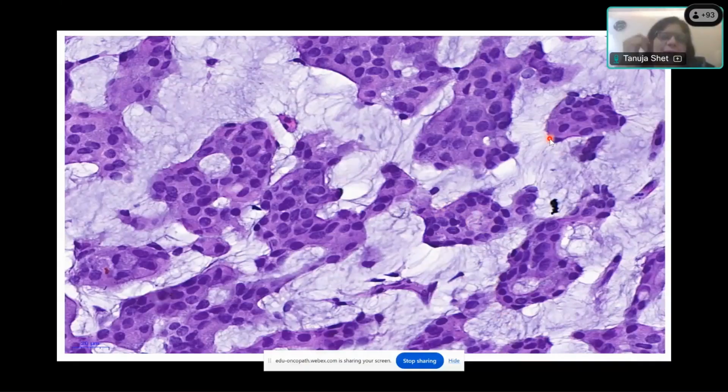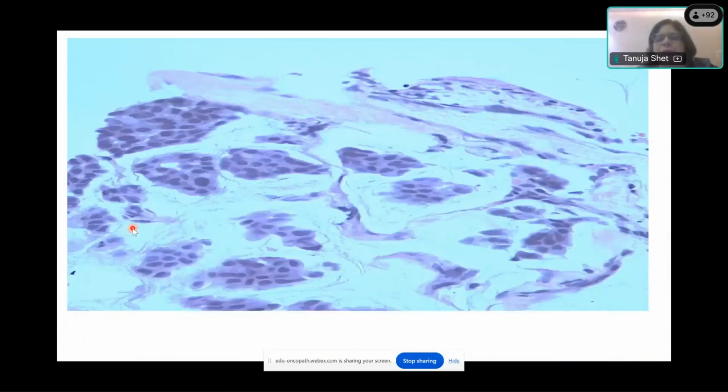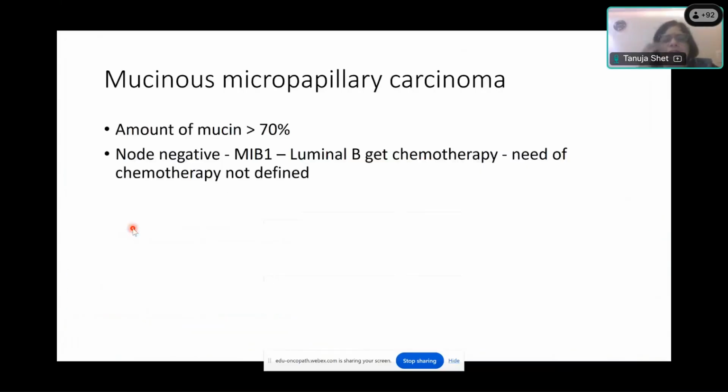So this is that type A type of mucinous carcinoma. You see here, nice cilia. Okay. So I will call this invasive mucinous micropapillary carcinoma. That's the diagnosis I will give. You can see here again micropapillary. And I will say that the amount of mucin is 70%. This patient had an upfront surgery. She was node negative. We do MIB1 in these cases, besides ER, PR, HER2.